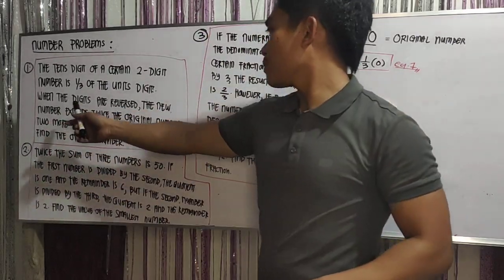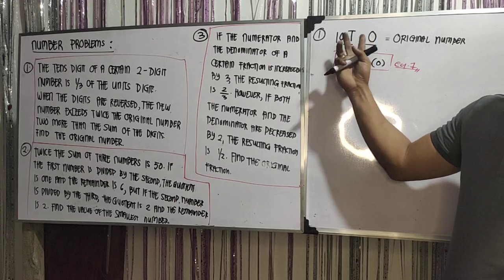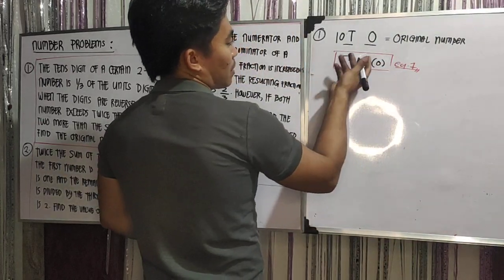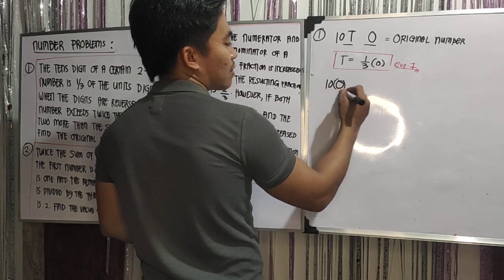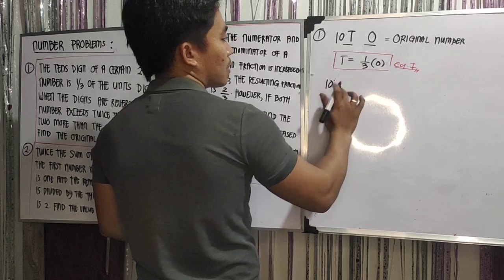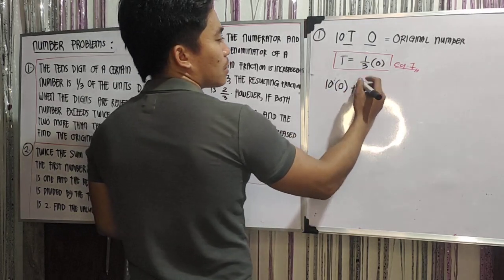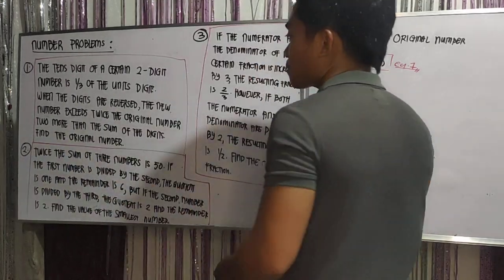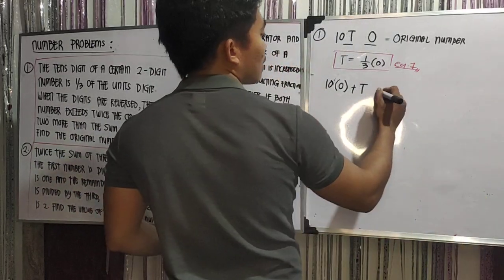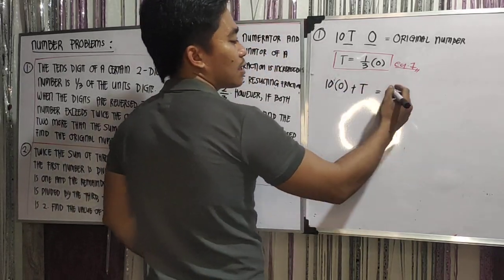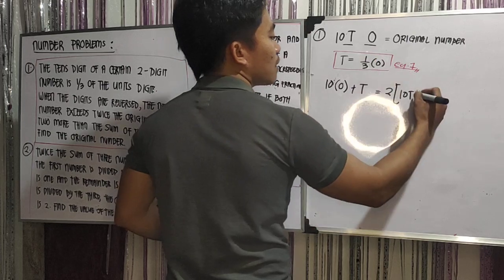When the digits are reversed, the new number exceeds twice the original number. So if you reverse the T and the O, what will happen? The O, you make it the tens digit, so of course multiply it by 10. Instead of the tens digit being here, make this the ones digit. So this becomes O and this becomes T. When the digits are reversed, the new number exceeds twice the original number. Kumbaga, when you reverse the arrangement of the digits, it will exceed, or become 2 times, the original. So, 10O plus T.